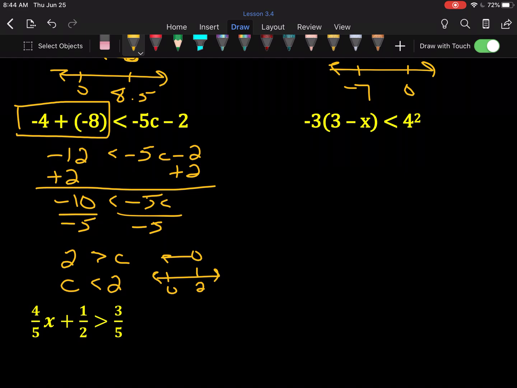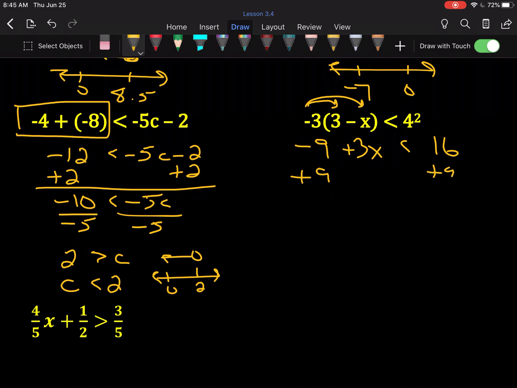This is a distribution example. We have to give this -3 to both the 3 and the -x. So -3 times 3 is -9. -3 times -x is +3x. Less than, and we can go ahead and do 4 squared as well. We can make that 16 right now.